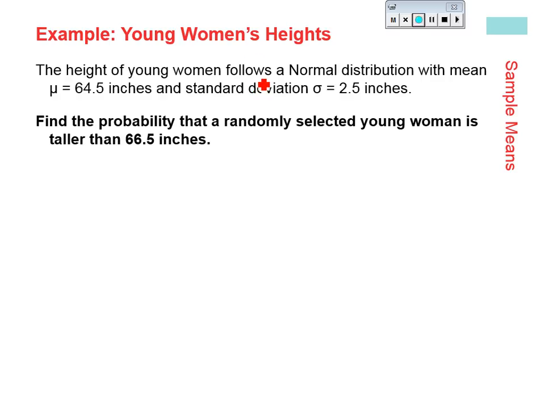It says the height of young women follows a normal distribution with a mean of 64.5 inches and a standard deviation of 2.5 inches. Find the probability that a randomly selected young woman is 66.5 inches tall. So in this case, we're only randomly selecting one person. Our sample size here would be n equals 1.